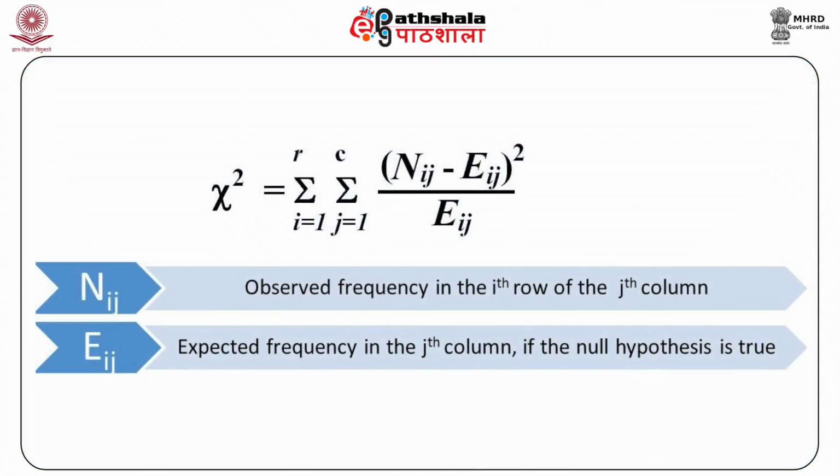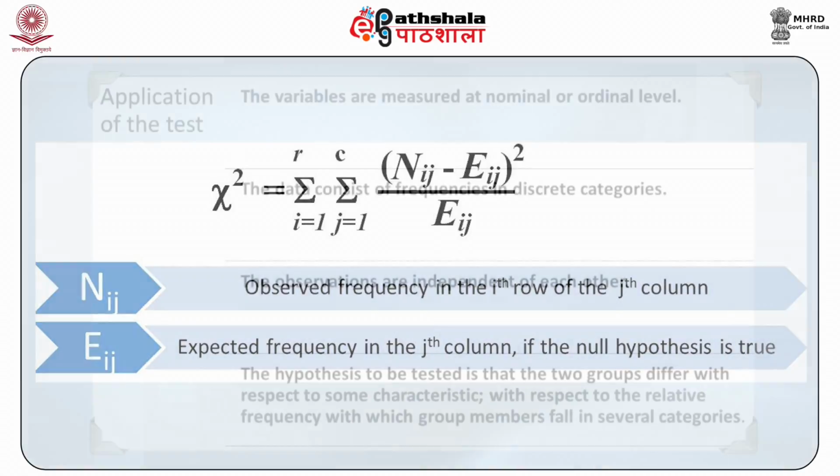The chi-square is given as the sum of (Oij minus Eij) whole squared upon Eij, where Oij is the observed frequency in the ith row and the jth column. Eij is the expected frequency in the jth column if the null hypothesis is true.